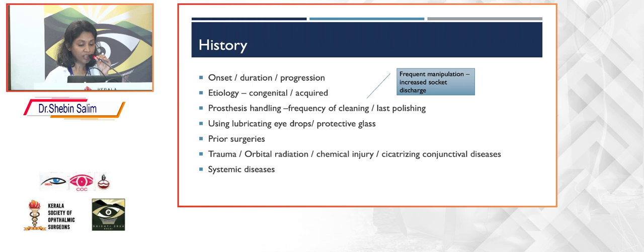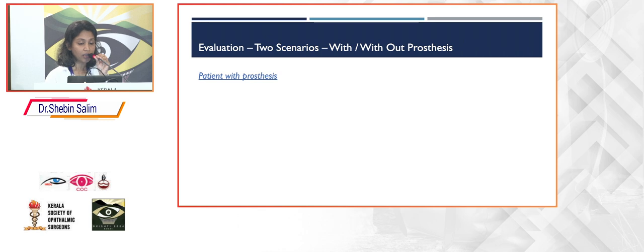What about the prior surgeries, any history of trauma, radiation, and also systemic disease? Yeah, lubricating drops are important because the patient will have reduced tear production because of the absent corneal reflex. So there can be two scenarios: one is the patient coming with a prosthesis, and the other without a prosthesis. If the patient is coming with a prosthesis, we should evaluate with the prosthesis.